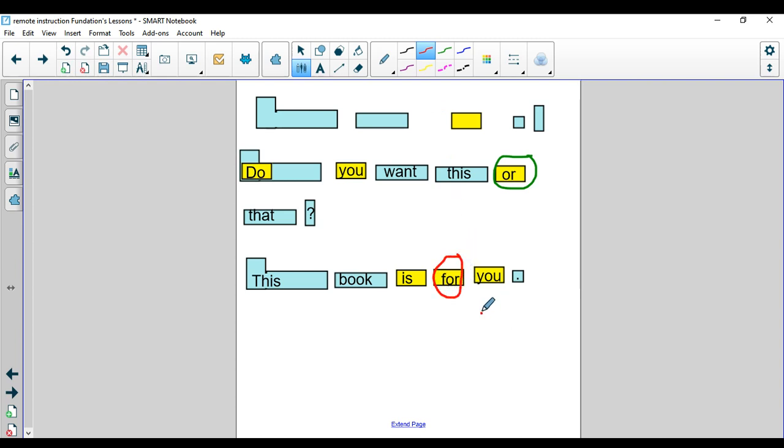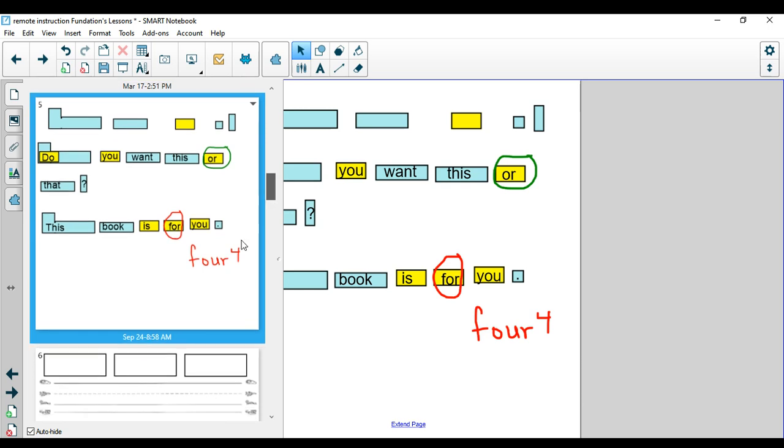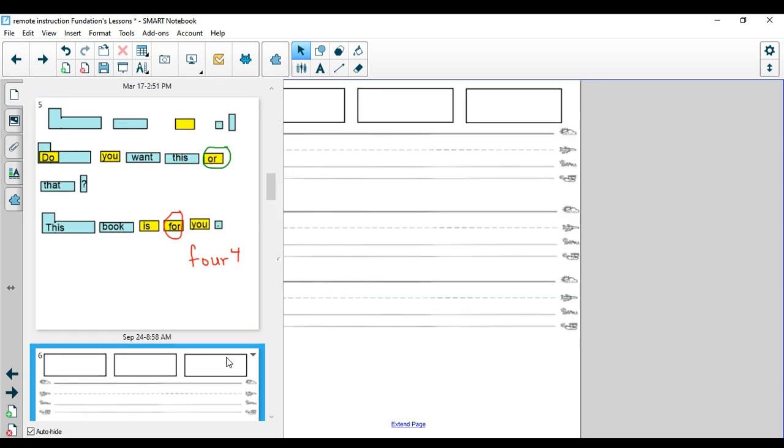The word for can also be a number word. It looks like this, F-O-U-R. This for we use when we're talking about the number 4. This for is like when someone gives you something, or you need something, like, I have to go to the store for some milk. For. This book is for you. F-O-R. For. Nice job.